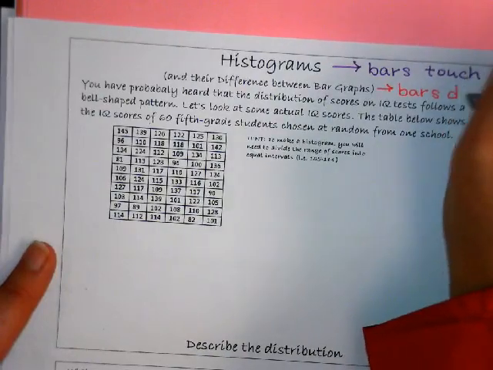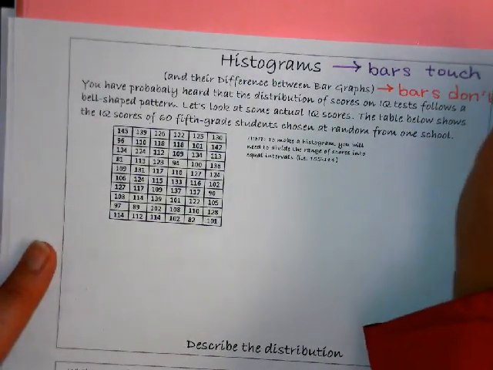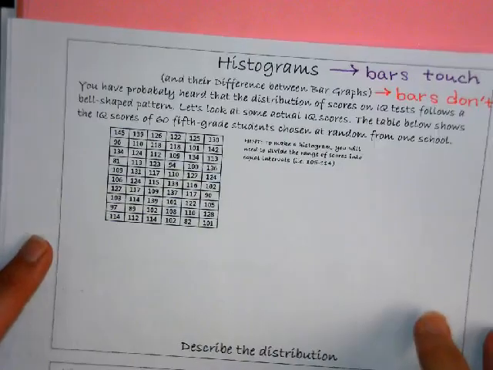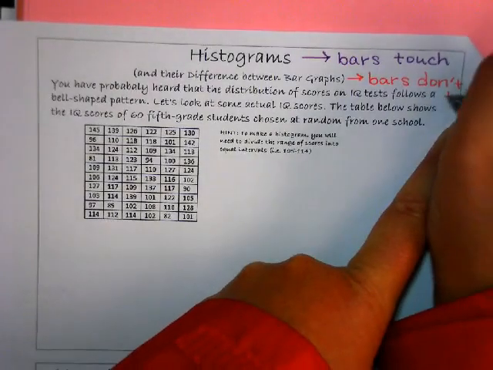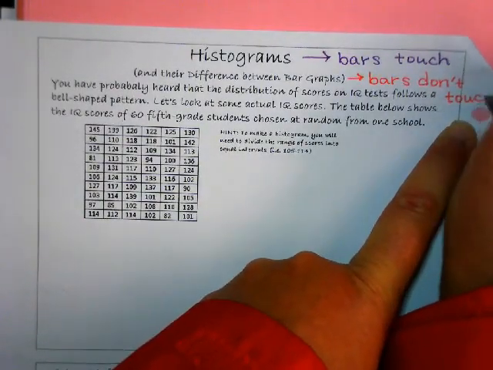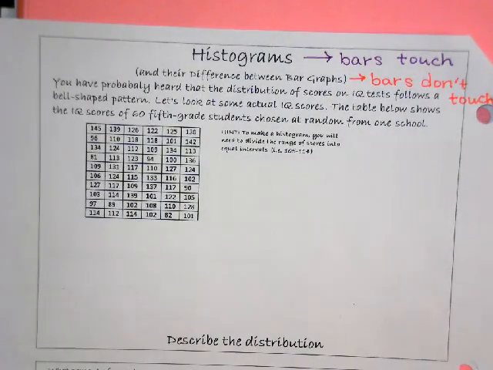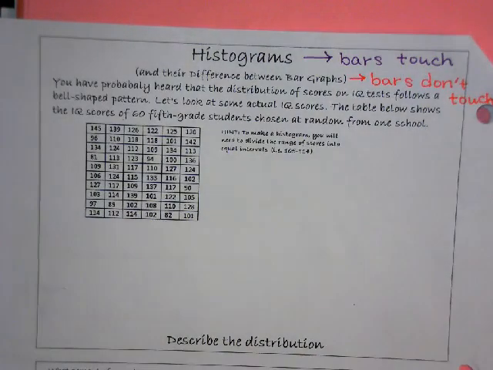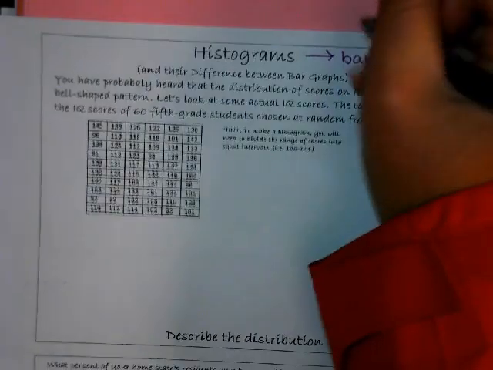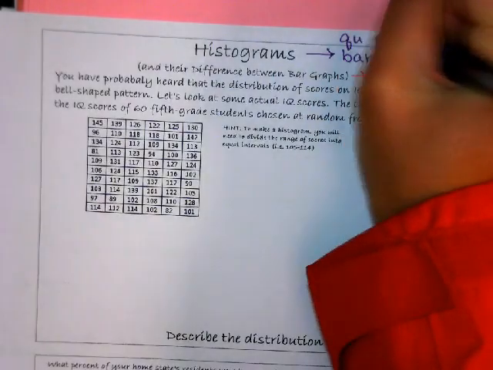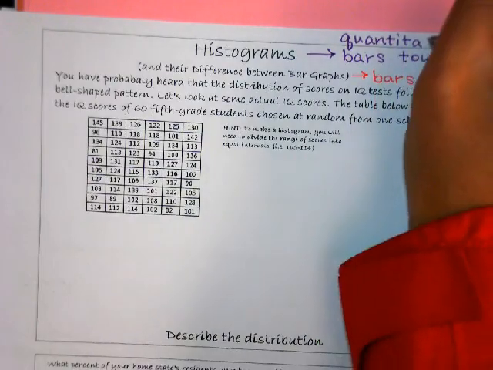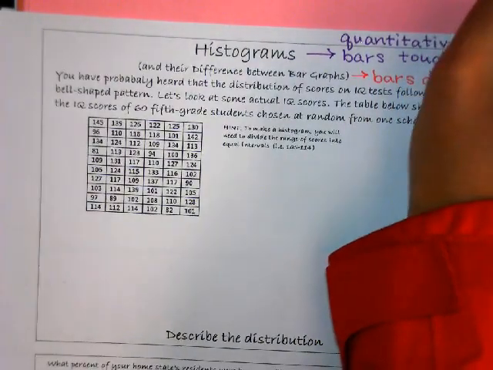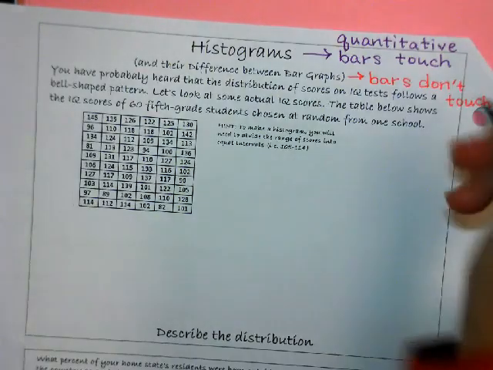I don't think I've said it for sure, but did anybody pick up on the one other difference? Shania? One uses numbers instead of categorical. Thank you. So histograms use quantitative data. Bar graphs are categorical data. Quantitative. I think I spelled that right. You would think I'd know that one for sure because I've been teaching this so long, but bar graphs, categorical.